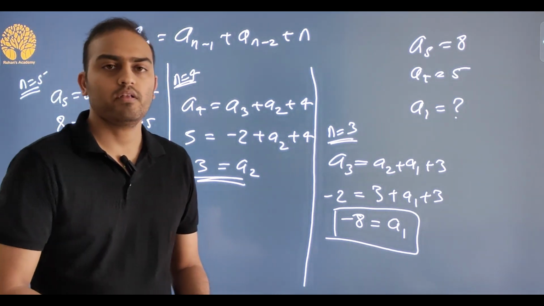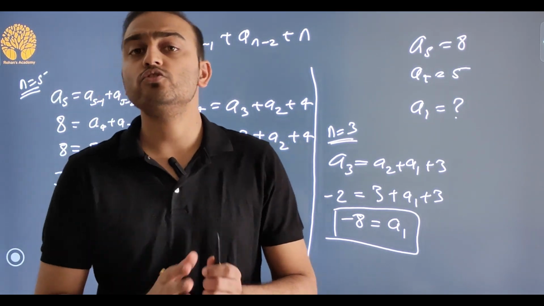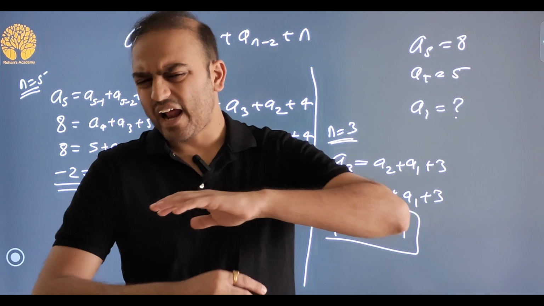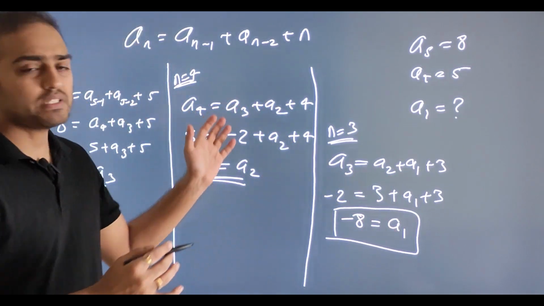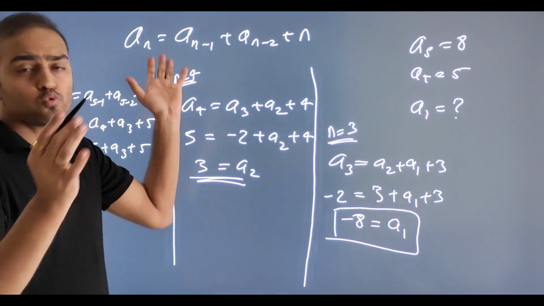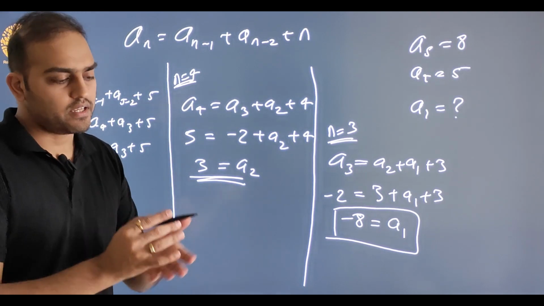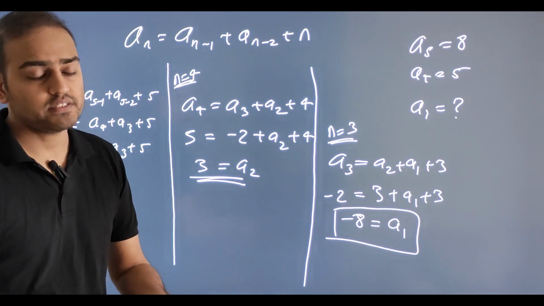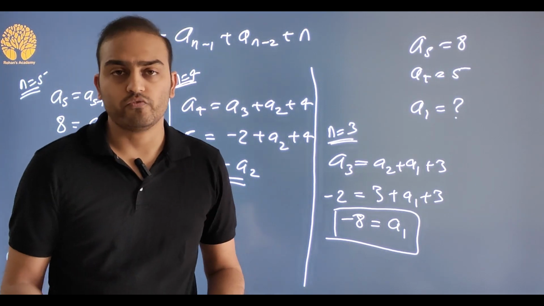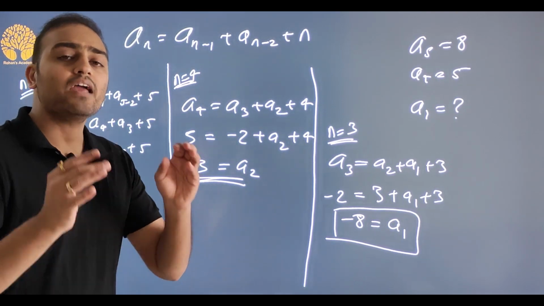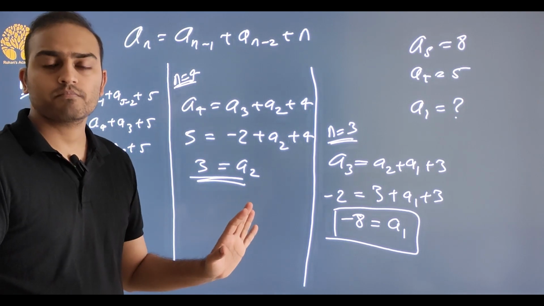So the point is that in a generic sequence, do not be scared. They can give us random variables, random sequences, random models, things that look super scary. But don't be scared. You tell yourself, if it is an AP, I know I can use formulas. If it is a GP, I know I can use formulas. Else, I will simply plug in.